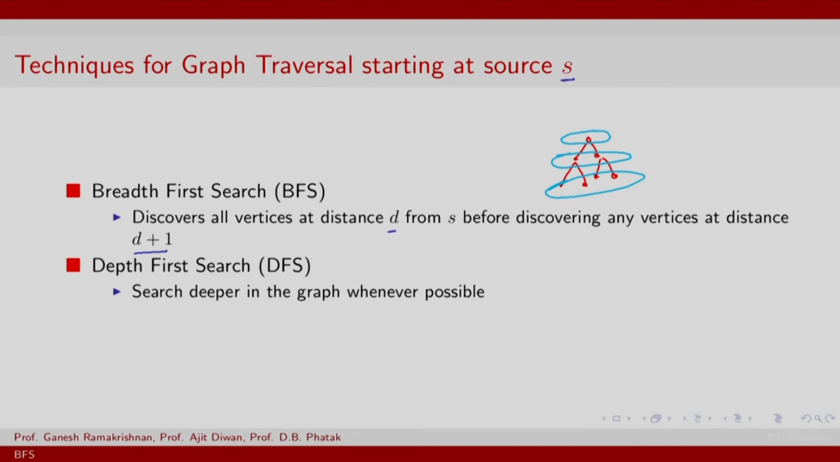On the other hand, depth first search searches deeper into the graph wherever possible. So what does this translate to? Well, this means that I am going to first traverse this path as much as possible, then this path, then this path, and then so on. So let's do more of breadth first search.